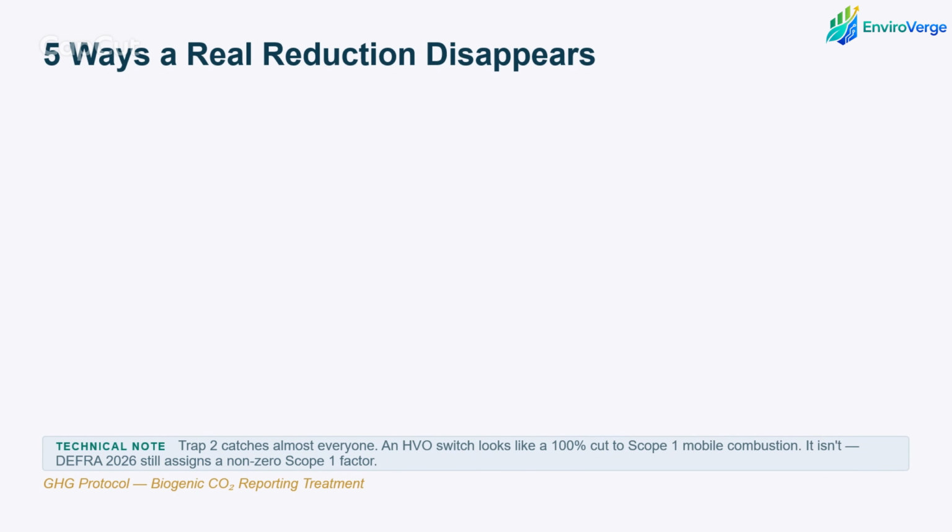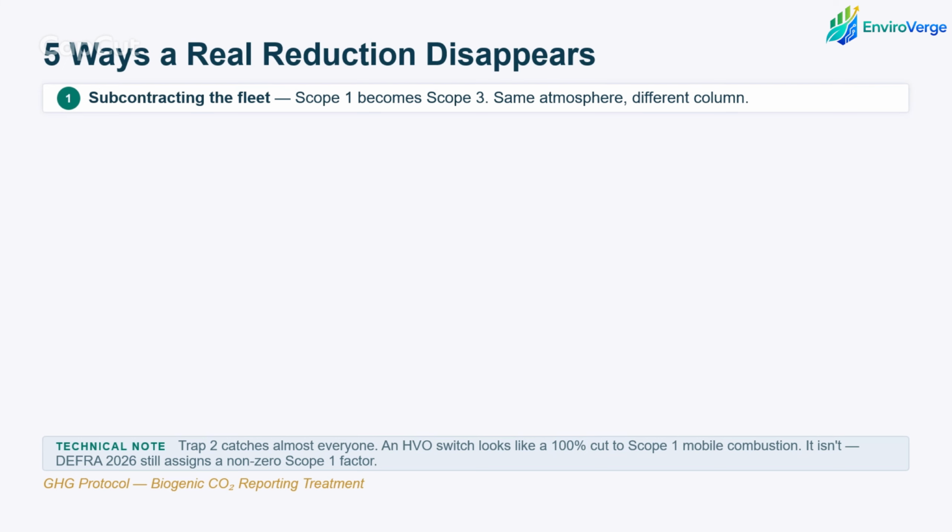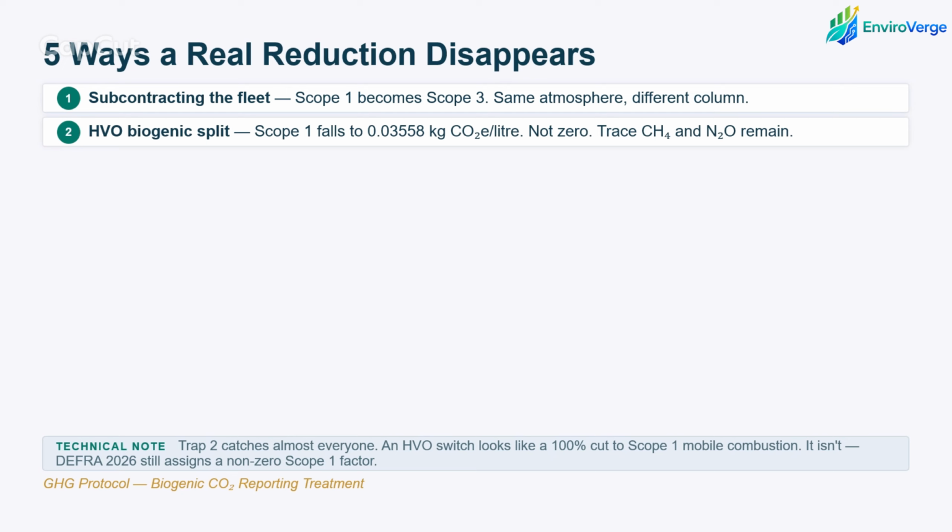5 ways a real reduction disappears. 1. Subcontracting the fleet. We've covered that one. Scope 1 becomes Scope 3. 2. And this is the one that catches almost everybody. The HVO biogenic split. Switch to HVO, and it looks like a 100% cut to your Scope 1 mobile combustion.